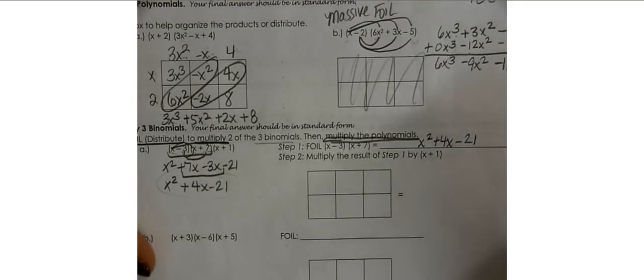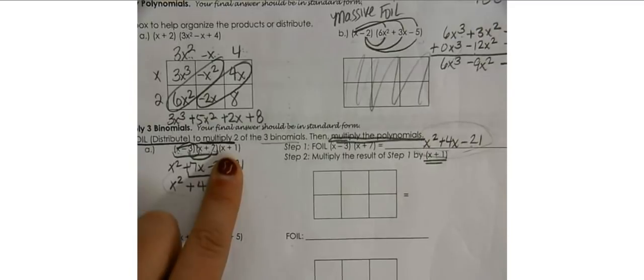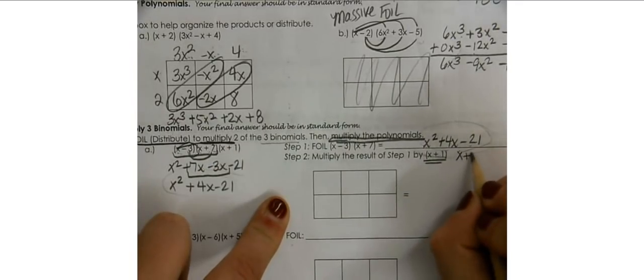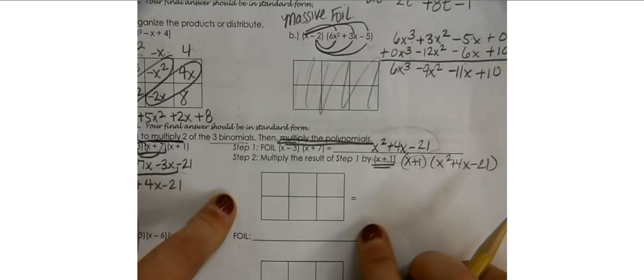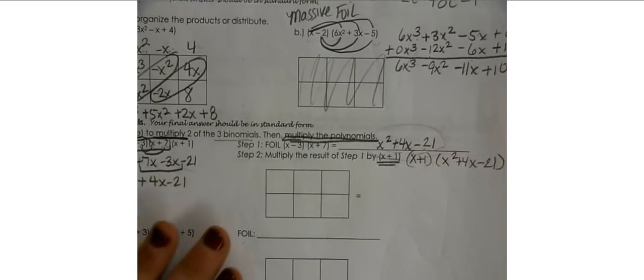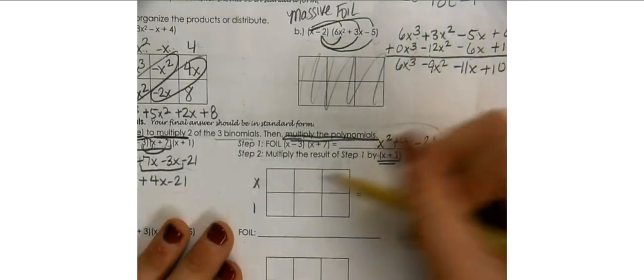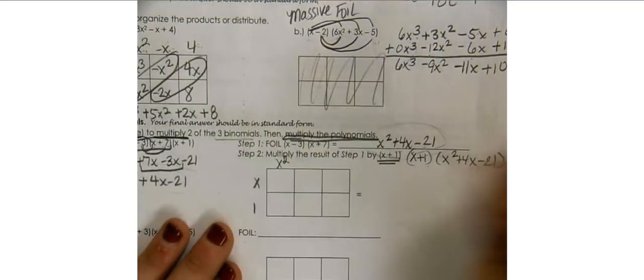Now that I have my first product, the next thing I'm going to do is multiply this result by my remaining parenthesis. So I'm going to multiply x plus 1 times x squared plus 4x minus 21. You can use a box, or you can use the massive FOIL. If we were to use a box, I would have x and 1 along the side, because we've just created a 2 by 3 grid, and then I would have x squared, 4x and a negative 21 on the top.